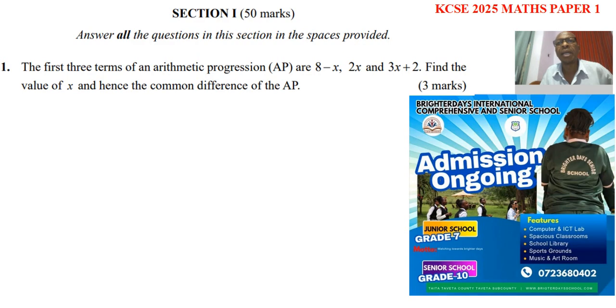The AP terms are 8 minus x, 2x, and 3x plus 2. Find the value of x, and hence find the common difference of the AP.